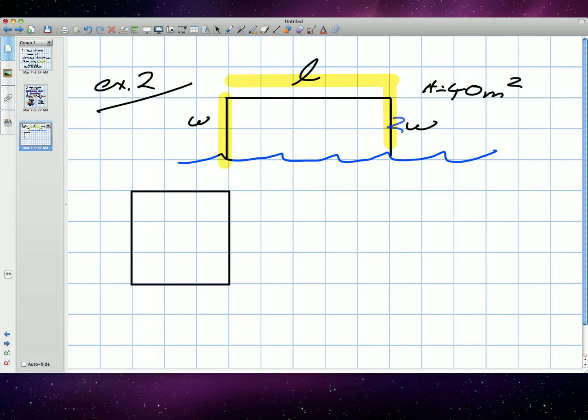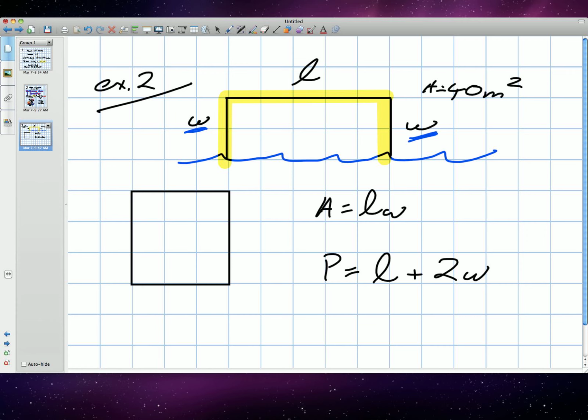We know that the area is length times width. I'll fix that stuff there. Okay, there you go. So area is length times width. We're going to set a perimeter also. Perimeter of this object is going to be our length plus 2w, because there are two w's here. Perimeter is length plus width plus width. Well, if there's two widths, we set it up as 2w.